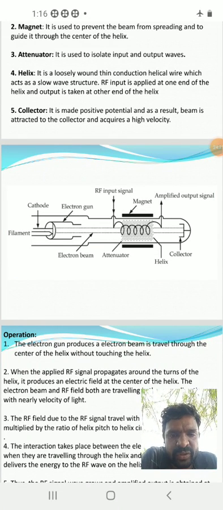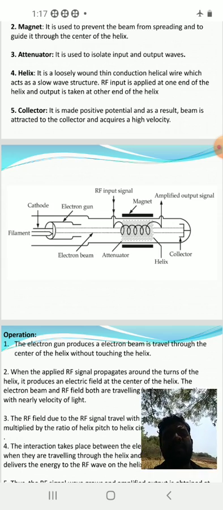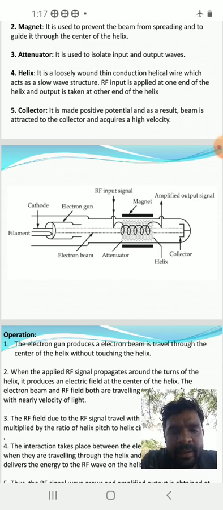Here the diagram shows the construction of the traveling wave tube. On the left side we have the filament, cathode, or electron gun, which are used to generate the electrons, and the electrons flow through the center of the vacuum tube towards the collector. The collector is at positive potential at the right side end.